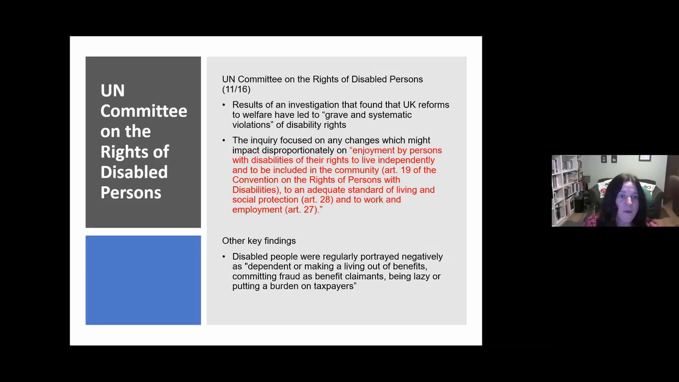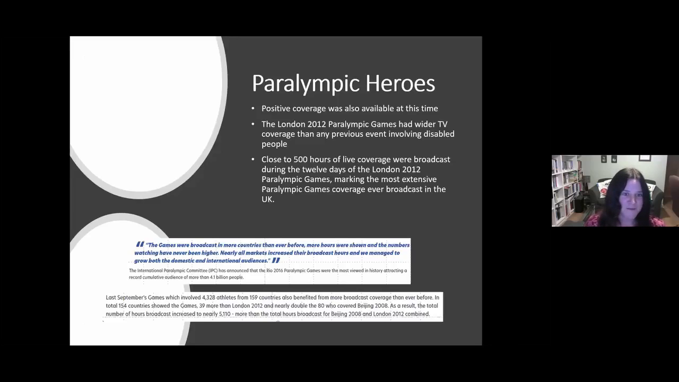And from the perspective of this talk, the other key finding was that the report said that disabled people were regularly portrayed negatively as dependent or making a living out of benefits, as committing fraud, as benefit claimants, as being lazy or putting a burden on taxpayers. And those are the words of the report itself. So the committee made a clear, explicit link between the way disabled people are being portrayed, the government welfare reforms, and a grave and systematic violation of disability rights. So the othering continues, and we move on again from cheats and fraudsters to Paralympic heroes.